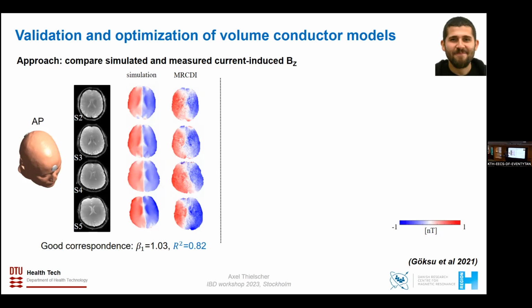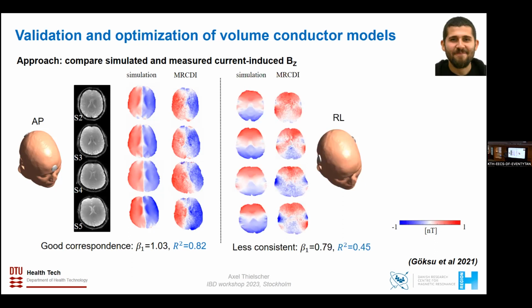And here it's actually not so bad. We start seeing nice correspondence. For example, we start seeing these things popping up, which is due to the ventricles shaping the current flow a little bit. And on average, we have a relatively good correspondence with an R square of 82. That's okay.